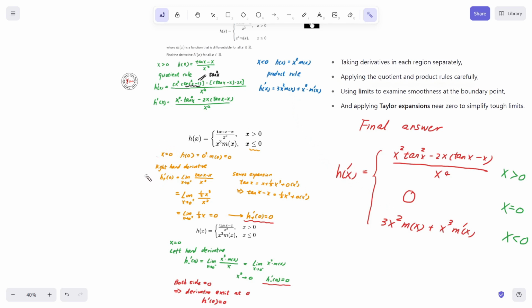When you're working with a piecewise function that changes at a point like 0, always zoom in on that point. First, check if the function is continuous there. Then compute both the left-hand and right-hand derivatives using limits. And if you're dealing with trigonometric functions, use known Taylor expansions to simplify the expressions.